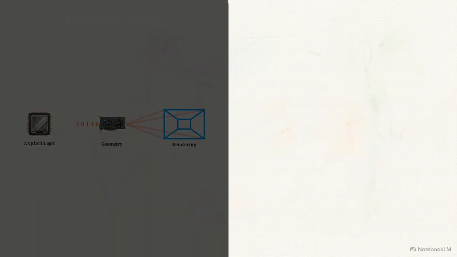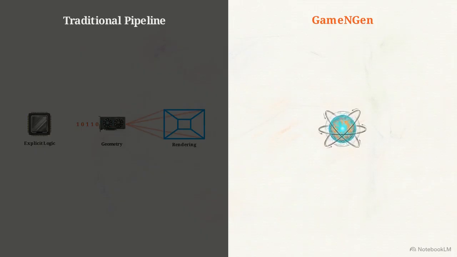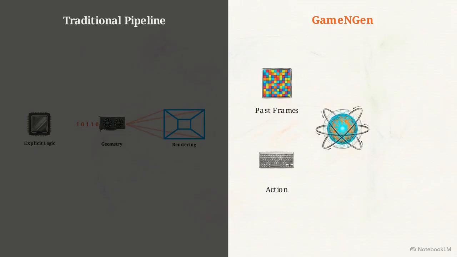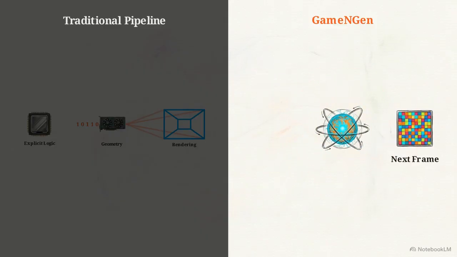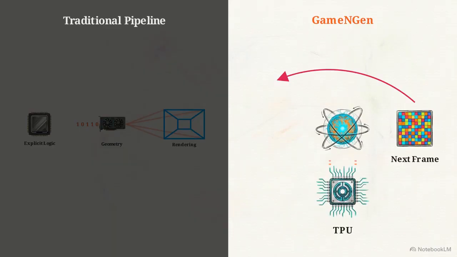On the left, the traditional pipeline explicitly calculates and renders 3D space. On the right, GameNGen bypasses logic entirely. A neural network probabilistically guesses the next screen of pixels based solely on current pixels and user input. It performs this interactively, generating visual responses at 20 frames per second on a single tensor processing unit.